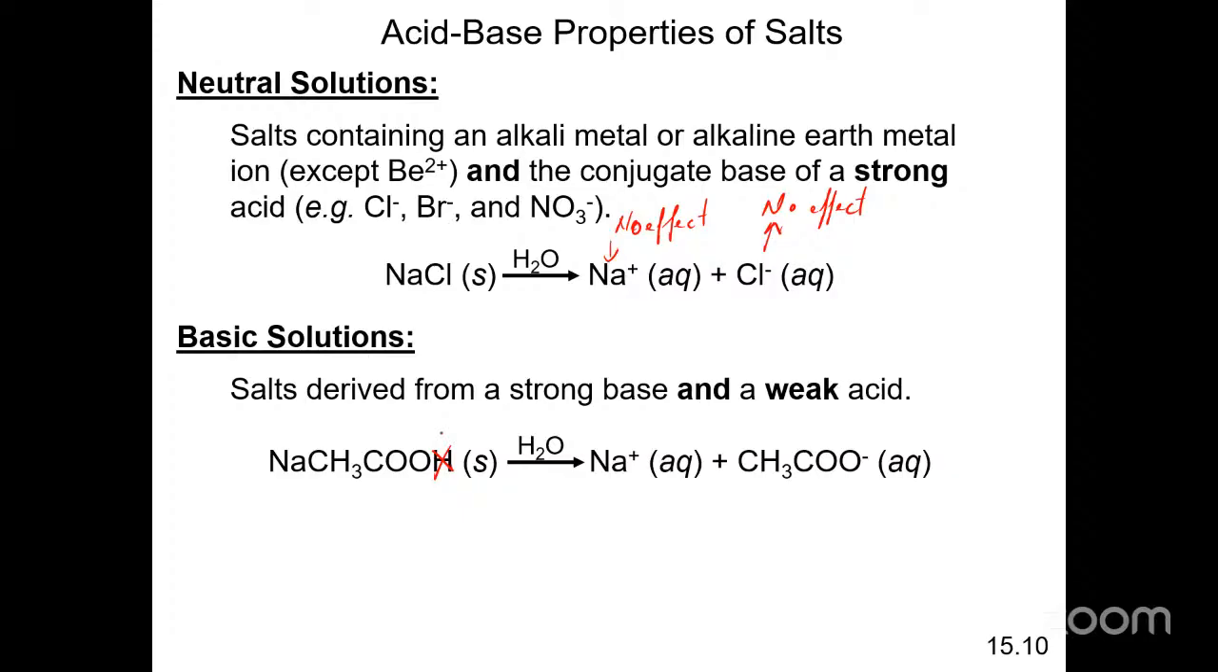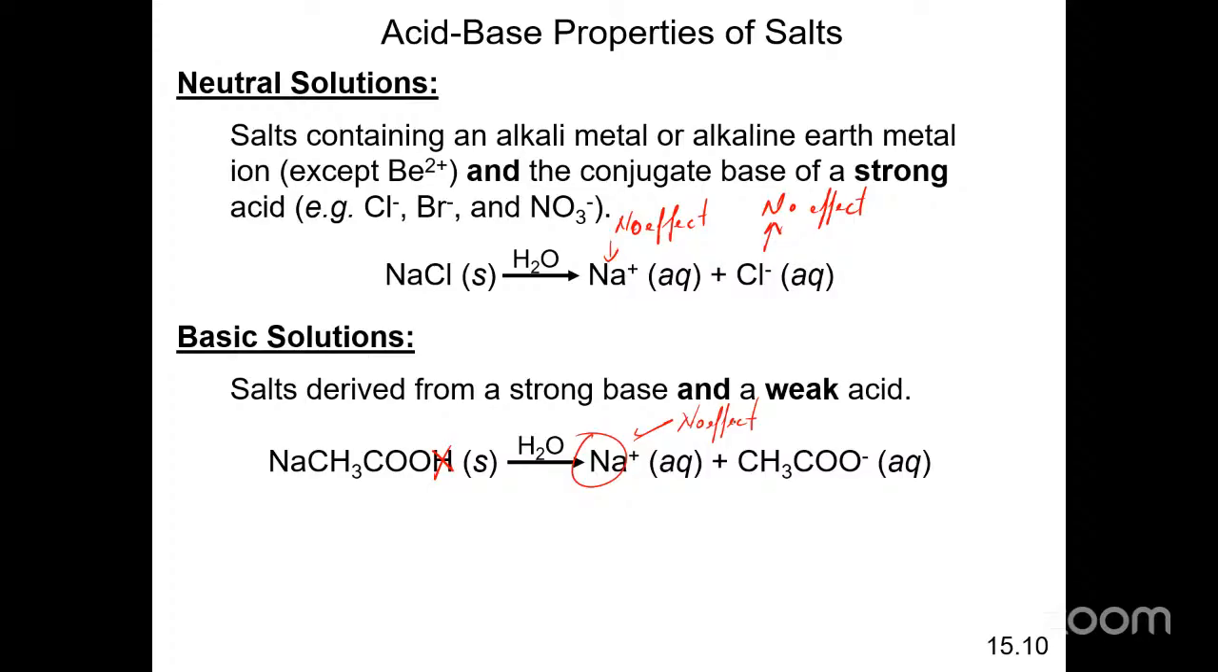When you add that to water, it will dissociate. As I said before, upon dissociation, what you have to look at is the effect that the ions in the aqueous solution will have in the water. As we said before, the sodium ion has no effect, right? So there will be no change in the pH as a result of the sodium ion present in the aqueous solution. However, in the case of the acetate ion, which is the conjugate base of a weak acid, it will have an effect on the pH of the solution.